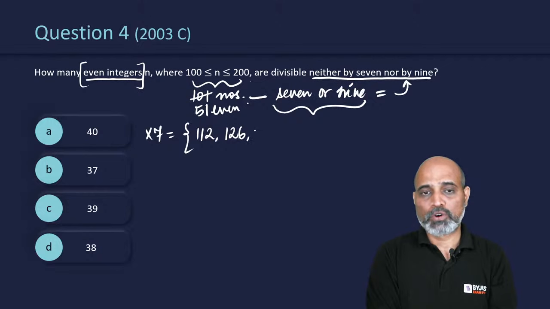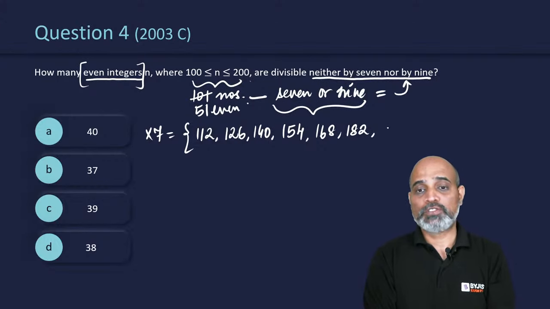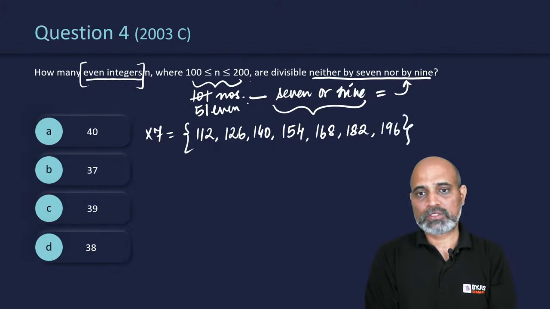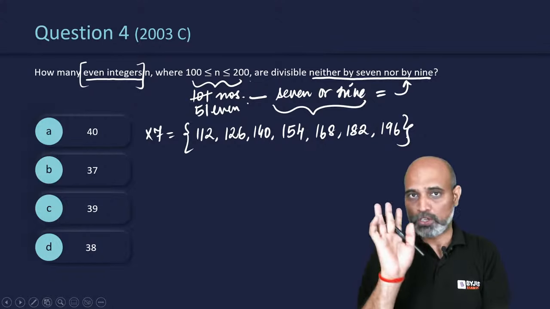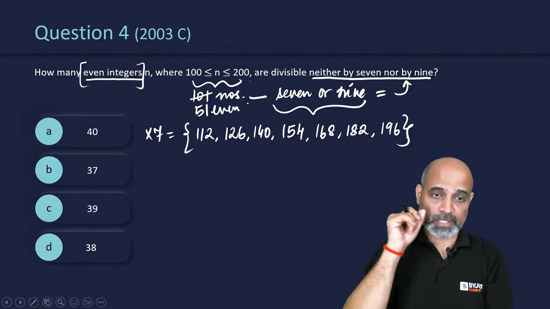126. 14 more will become 140. 14 more will become 154. 14 more will give us 168. 14 more will give us 182. 14 more will give us 196. So these are the numbers which are in the table of 7, even numbers only. Odd नहीं लिखा मैंने, इसलिए 14 का jump करा.